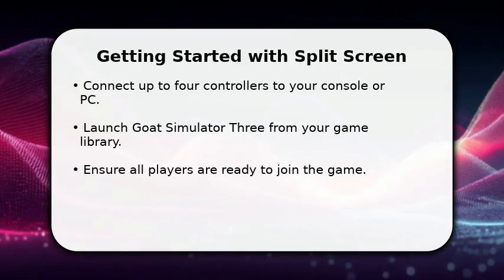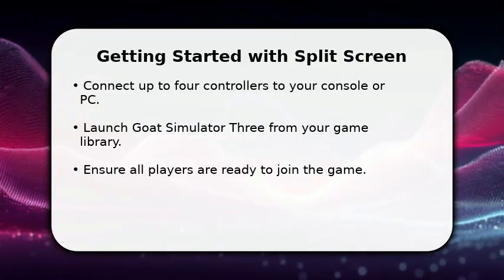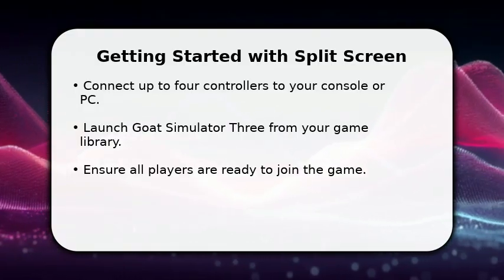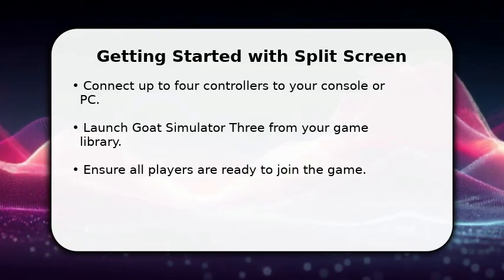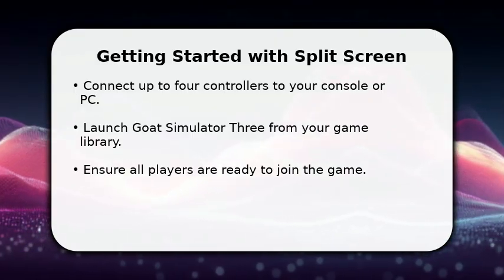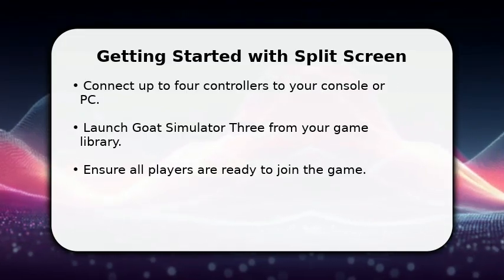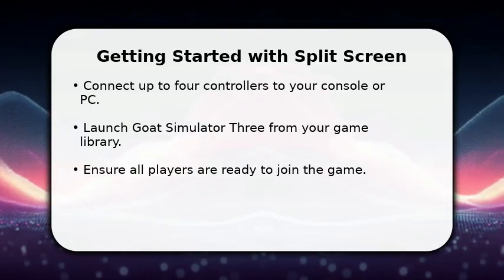In this video, I will explain how to play Goat Simulator 3 in split-screen mode. First, gather your friends and connect up to 4 controllers to your gaming system. Whether you're on a console or PC, having all controllers ready is the essential initial step. Once connected, simply launch Goat Simulator 3 from your game library. Make sure everyone is prepared for some truly chaotic fun before diving into the game.